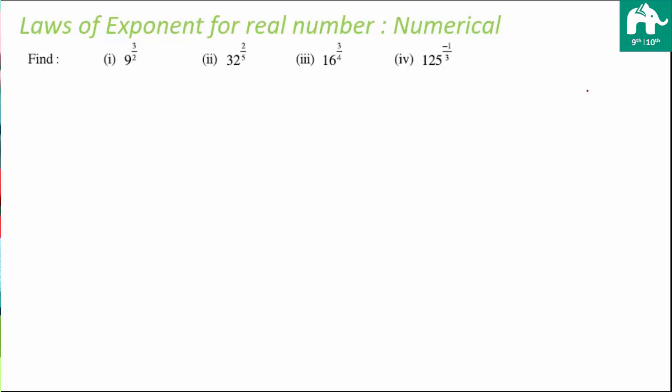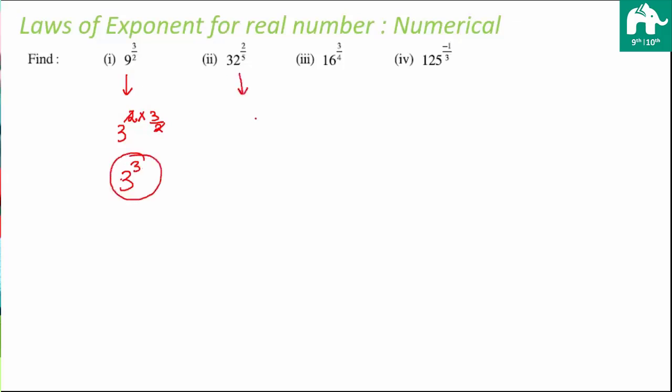9 to the power 3 by 2. So we have to simplify it further. So how can we simplify? Well, 9 being a perfect square can be written as 3 to the power 2 because 3 into 3 is 9. So 3 to the power 2 multiplied by 3 by 2, because 3 by 2 was already there. This 2 will get cancelled. So this becomes 3 to the power 3.